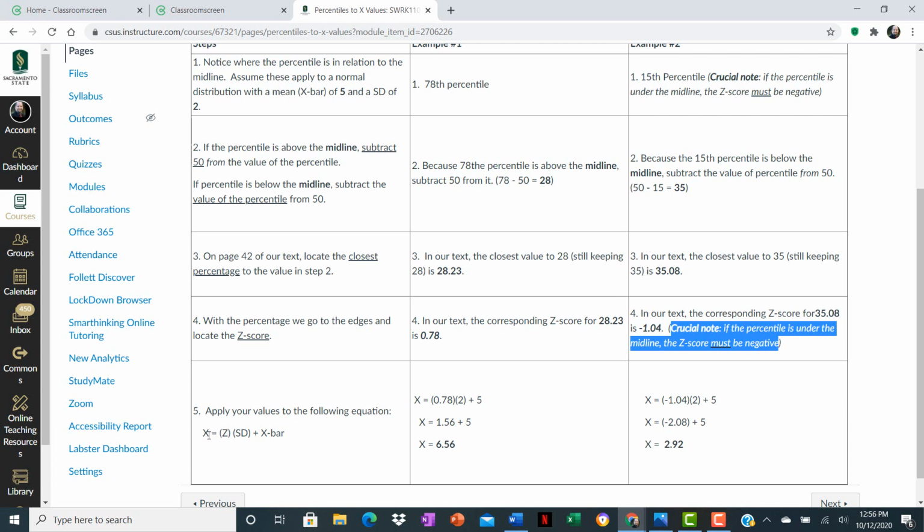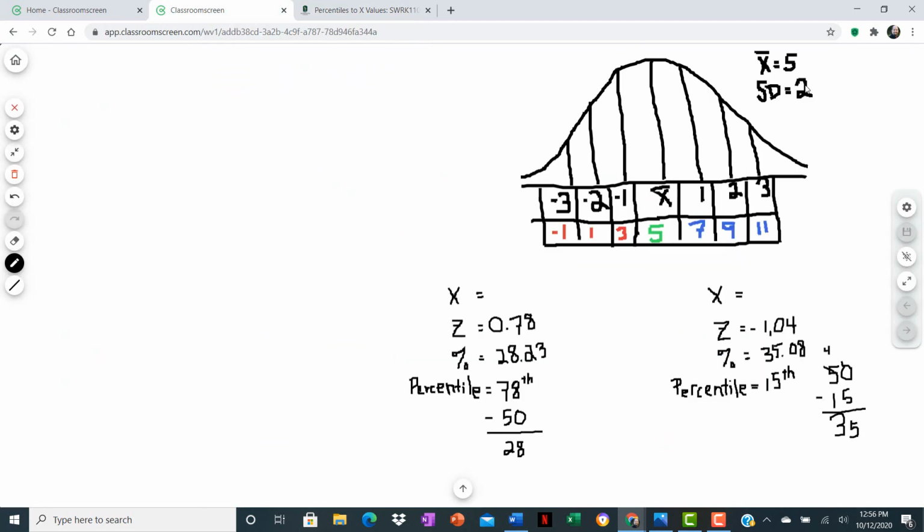So take a look at what we have here as our equation. X equals z times standard deviation plus x bar. So if that's the case, let's see what we have here. X equals, what's our z-score for this? 0.78, bring that down. What's the standard deviation? Well, I told you it was 2, and even on our chart, there's the 2.